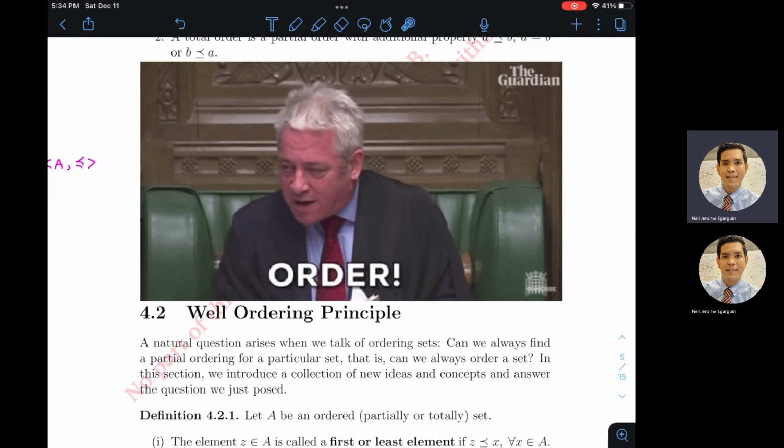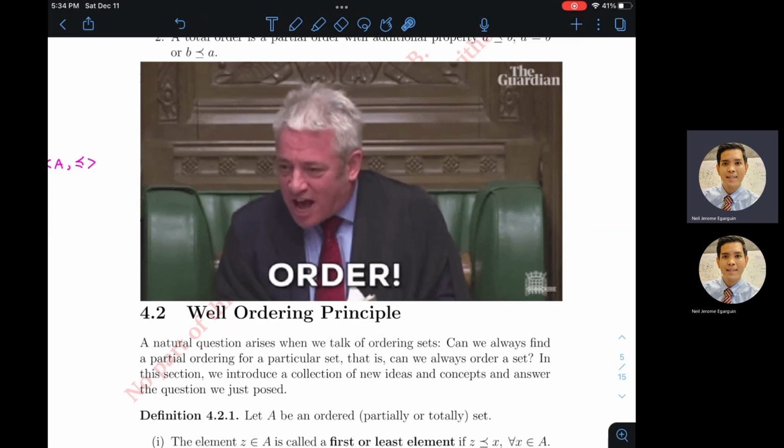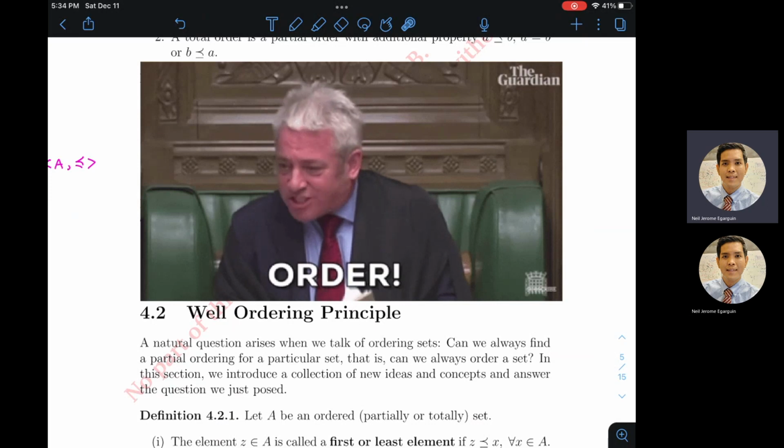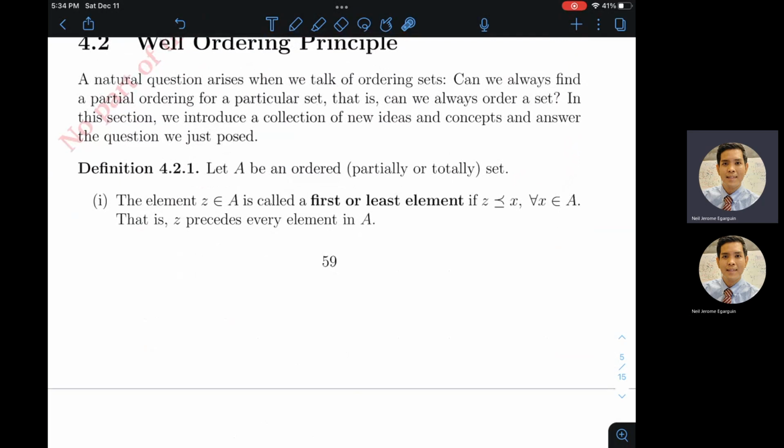Now, the answer to that question is in the affirmative, and we will use the well-ordering principle to illustrate that topic or to answer that question of whether or not we can define a partial order on any set A. All right. So that's the goal of this particular video recording, which will start with definition one, where we talk about a first or least element and the last or the greatest element, right?